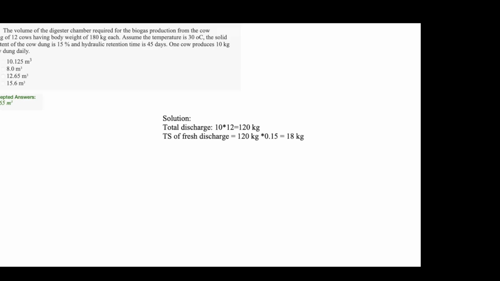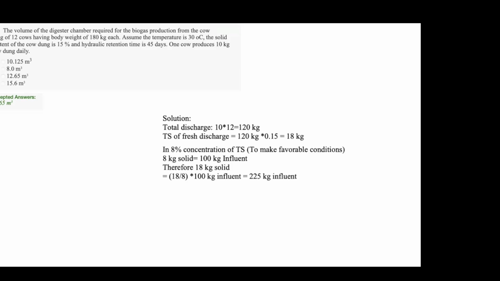So the solution is pretty easy. The total discharge will be 10 into 12 because we have 12 cows, and each cow produces 10 kg of cow dung daily. So the total discharge will be 120 kg. Now the total solid of the fresh discharge will be, as mentioned, 15% of the cow dung, which is used for the slurry and the anaerobic digestion process. So 15% of 120 will be 18 kg.